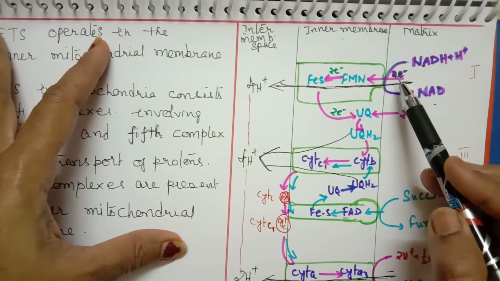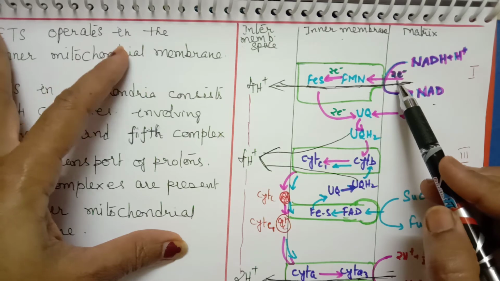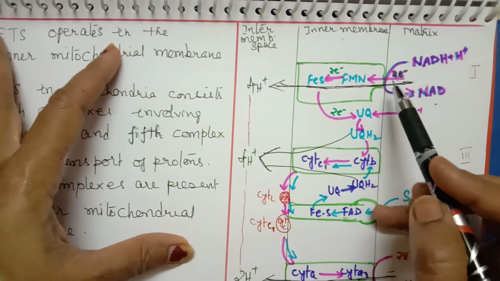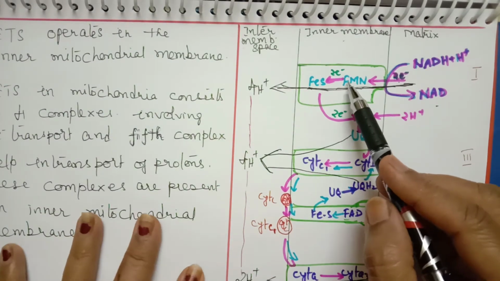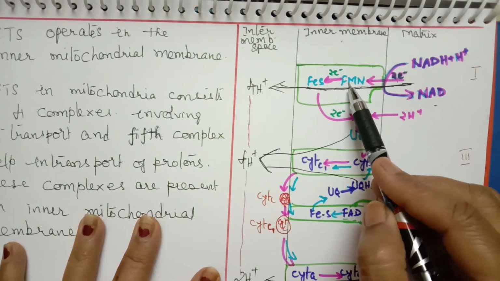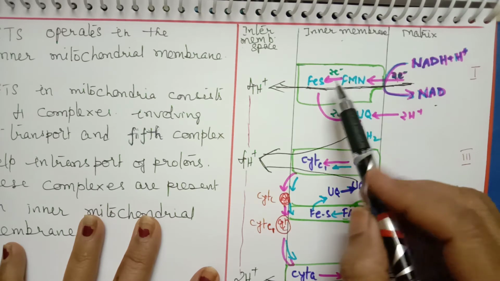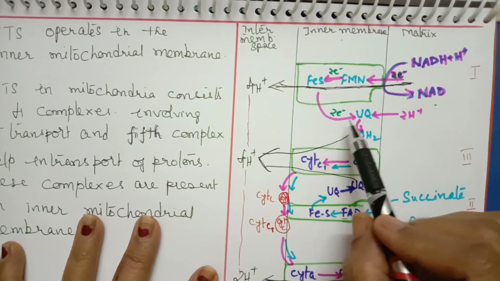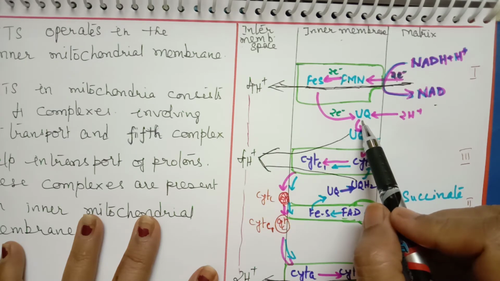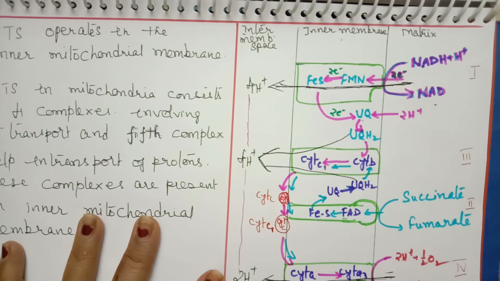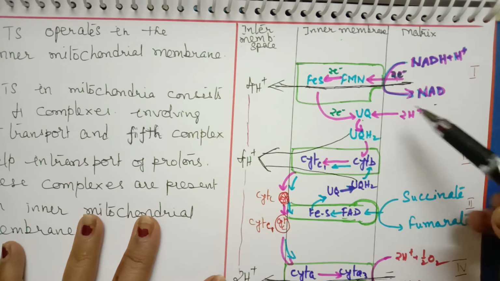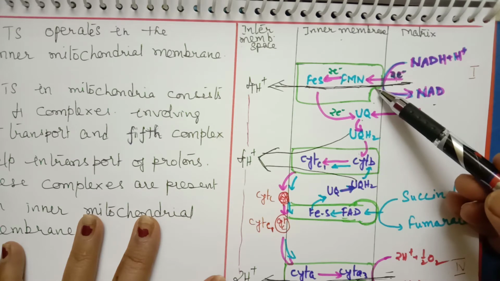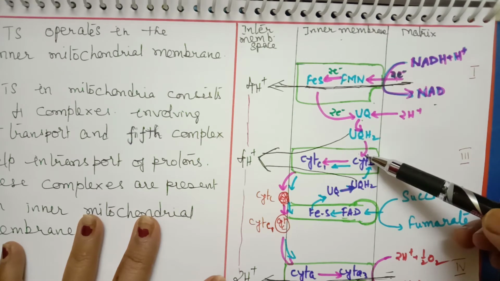So when it is oxidized, it releases first 2 electrons. Protons remain within the matrix itself. So these electrons first pass through FMN, which is a prosthetic group of this complex, then FeS protein, and then it is accepted by ubiquinone. Ubiquinone is another mobile carrier. It is considered to be a mobile carrier which connects complex 1 and complex 3.